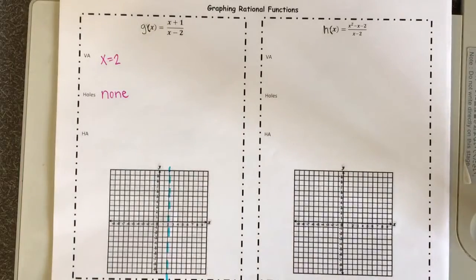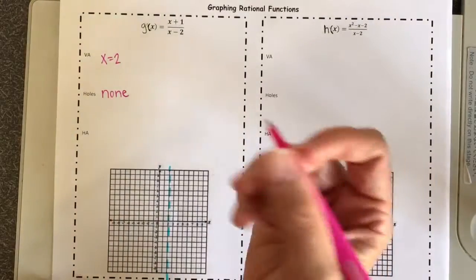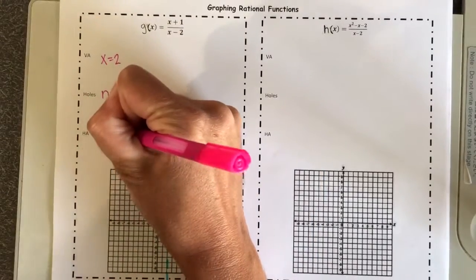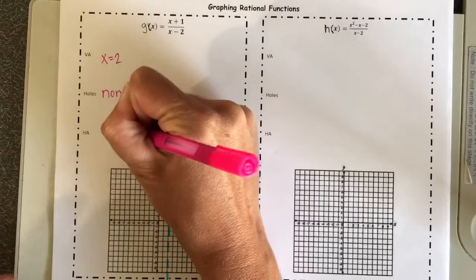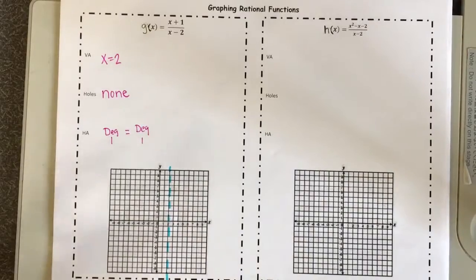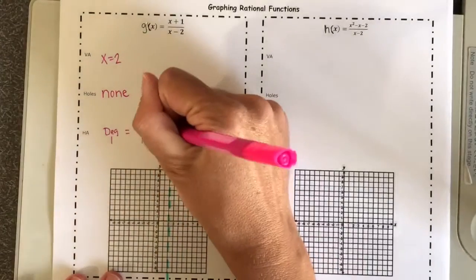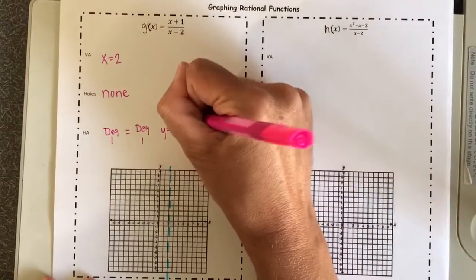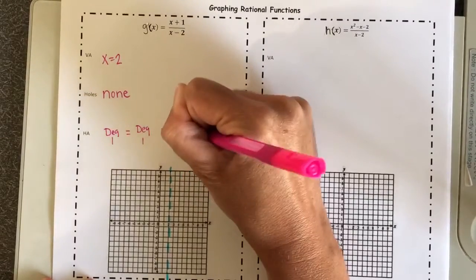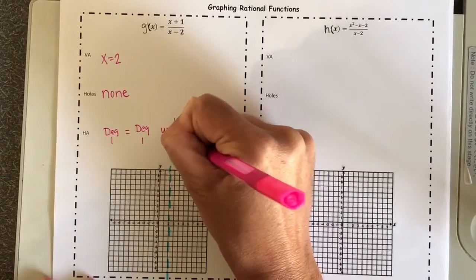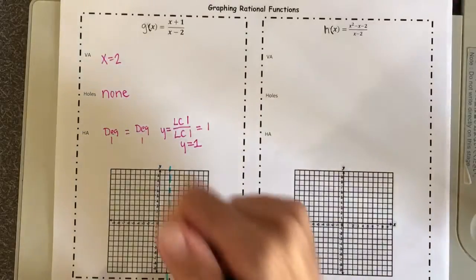So now my horizontal asymptote. So again, we have to compare the degree of our top to the degree of our bottom. So in this case, my degree of the top is 1. My degree of the bottom is 1. So I have equal degrees. So when that happens, you've got to compare your leading coefficients. You've got to set up a ratio. So the leading coefficient of the top is 1. The leading coefficient of the bottom is 1. 1 over 1 is 1. So I have a horizontal asymptote located at y is equal to 1.